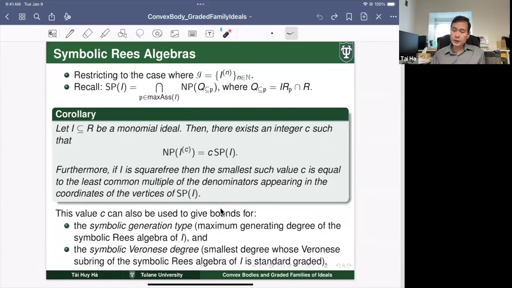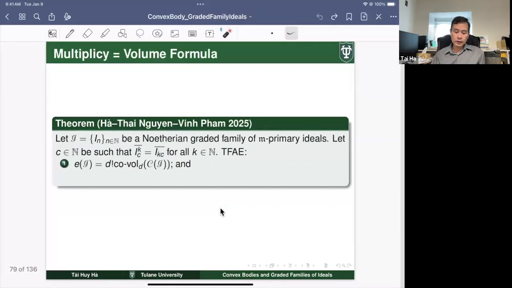Okay, and this value C can also be used to give bounds for the so-called symbolic generation type. In other words, the maximal generating degree of the symbolic Rees algebra, or the symbolic Veronese degree. In other words, it is the smallest Veronese degree whose Veronese subalgebra is standard graded. So this C actually also helps us to understand the multiplicity equal to volume formula, as our original goal sets for.